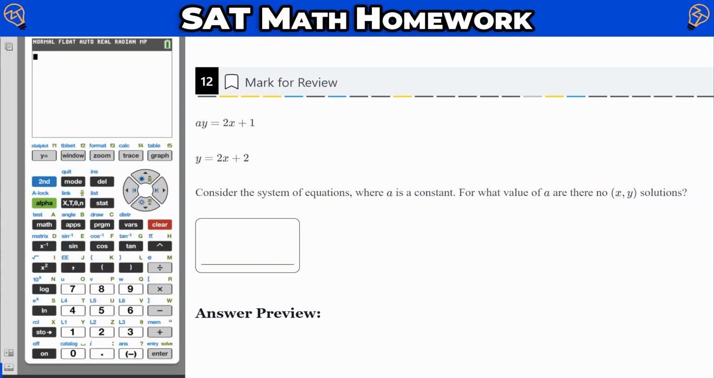Now we're going to go ahead and take a look at how to attempt this question in a couple of different ways. First off, I want to make sure that you really understand the concept behind whenever they talk about getting either no solution or infinitely many solutions, either of which is considered the special cases.